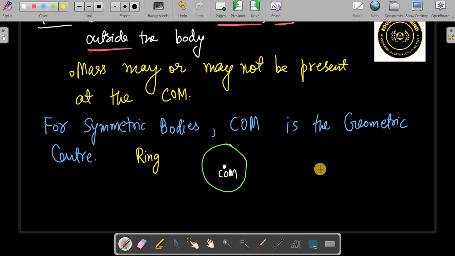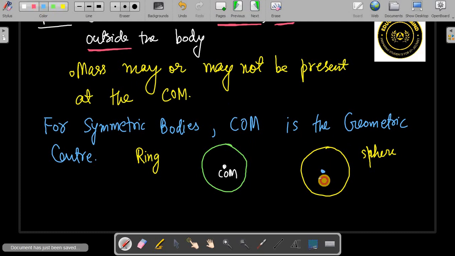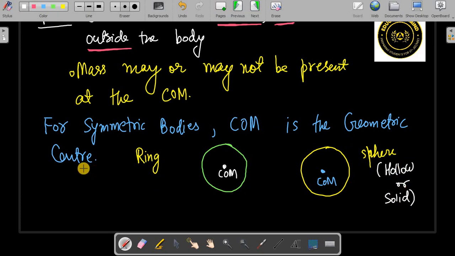Similarly, if you take a sphere, what will happen? The geometric center is the center of mass. Of course, it can be hollow or it can be solid. It doesn't matter if a sphere is hollow or solid. In both cases, because it's completely symmetric, the total mass will lie at the center of mass. That's the center of the sphere, right?